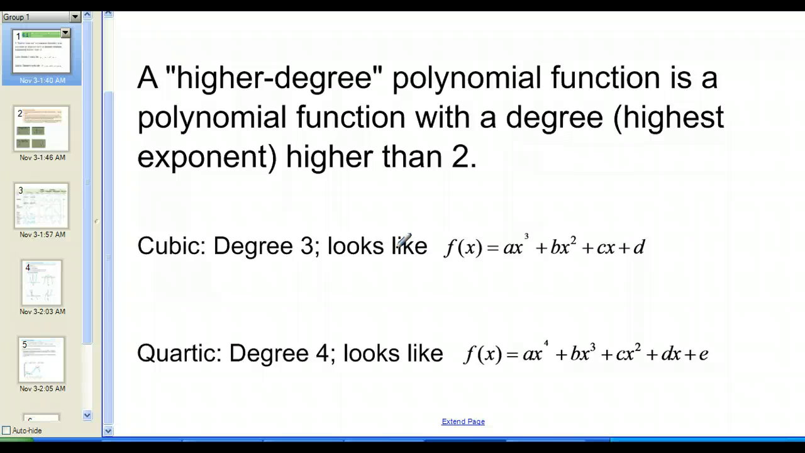Usually we don't see many things higher than 4. That's why we don't really give them names. I mean, technically we call it a quintic if it was degree 5, but really we only give special names up to 4, just because of familiarity. That's what we mainly see.